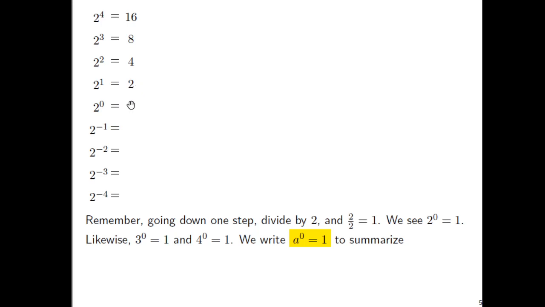2, if we divide by 2, well, 2 divided by 2 is 1, right? That's, in fact, if you recall the 2 cats, 2 boxes, so it'd be 1 cat per box. That's where this 1 comes from. So we'll fill that in, right? So we get 2 to the 0th is equal to 1.